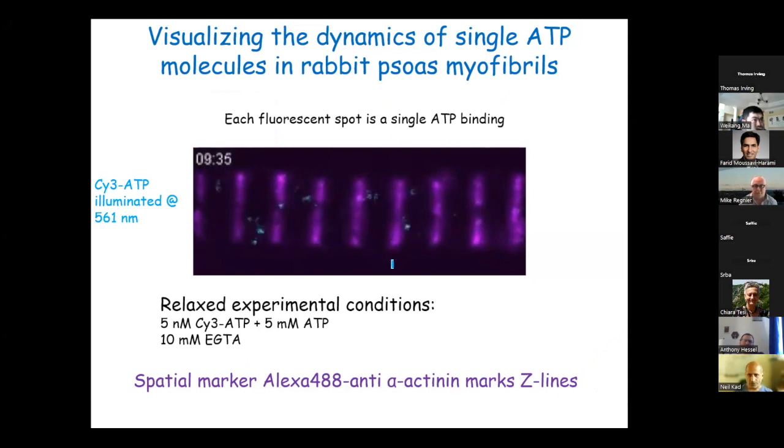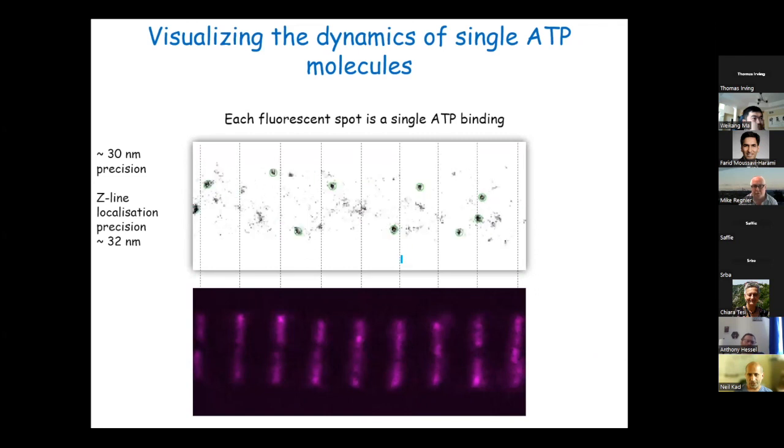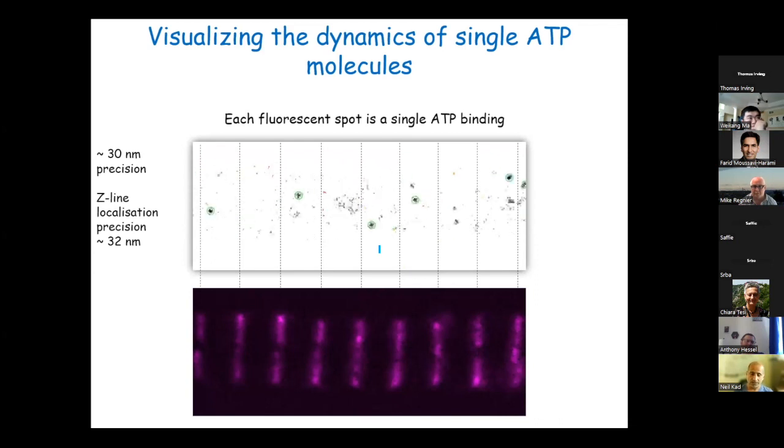You can see here in purple, on these vertical lines, the alpha-actinin marked Z lines. These are marked with an Alexa 488 anti-alpha-actinin antibody. And we can see these little flashes of light. These flashes of light are individual ATP molecules binding to the myosins. From these data, we can extract both their position and the duration of attachment with very high spatio-temporal resolution. In fact, our spatial precision is 30 nanometers. Spatial precision for our Z line localization is 32 nanometers. So it's fairly high precision.